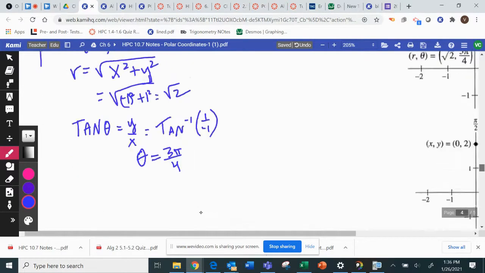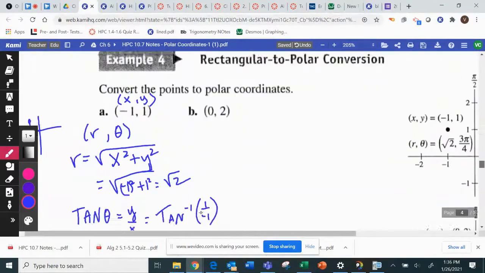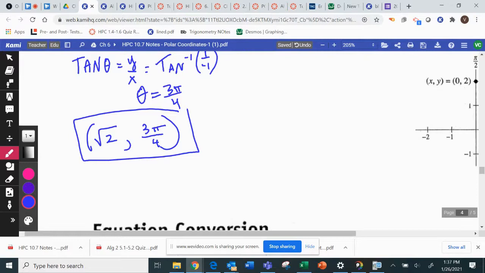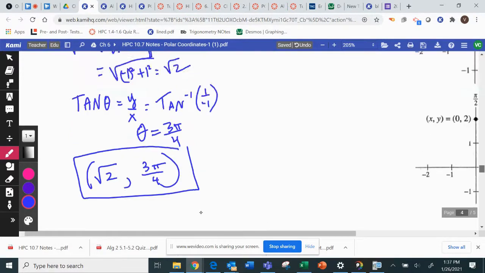When I'm zoomed in really fast, I have no control on that thing. So there's our polar coordinate. Same location as -1, 1.